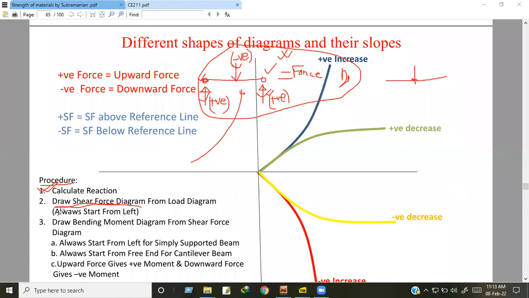To draw a shear force diagram, always start from the left. We always start from the left portion of the beam. First we draw the load diagram, then using the load diagram, we draw the shear force diagram, and using the shear force diagram, we draw the bending moment diagram.